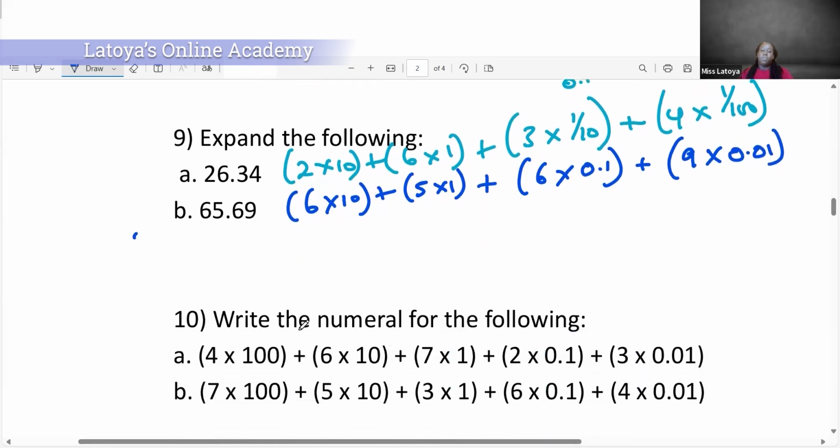Write the numeral for the following. This is 4 in the hundredths place, 6 in the tens, 7 in the ones, 2 in the tenths, and 3 in the hundredths place. So this is 467.23. This is 7 in the hundreds, 5 in the tens, 3 in the ones, 6 in the tenths, 4 in the hundredths. This is 753.64.